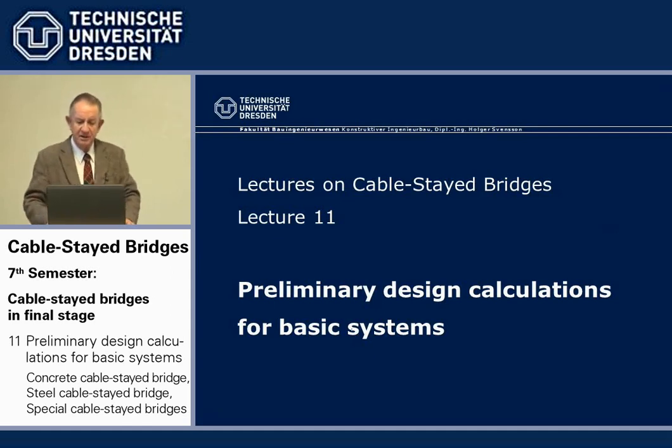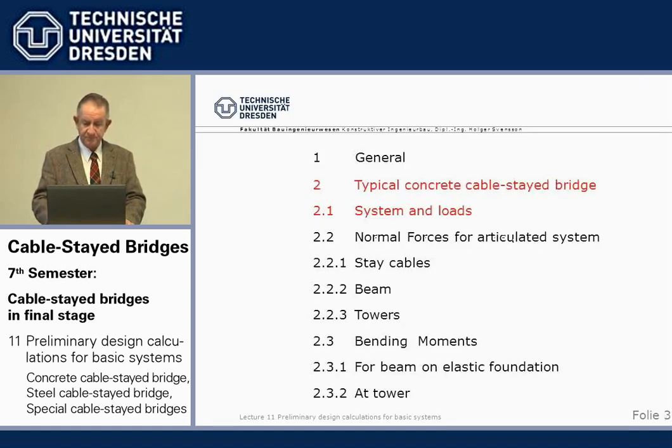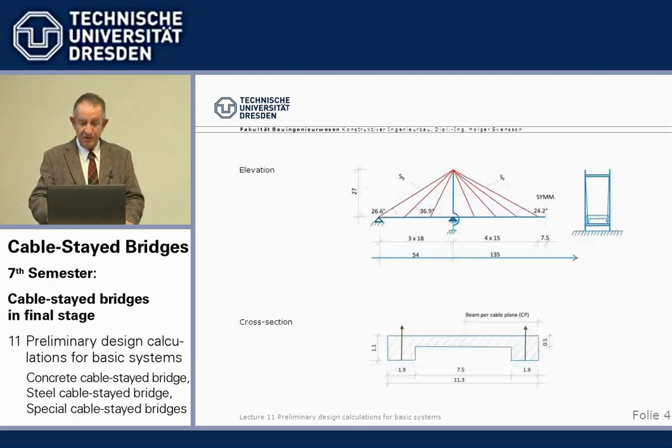We will talk basically about a typical concrete cable-stayed bridge, the preliminary design, and a typical steel cable-stayed bridge. It differs in the determination of the moments under permanent loads. Now, we start with a typical concrete cable-stayed bridge and look at the system, a simple system, a symmetric, 3-span cable-stayed bridge.